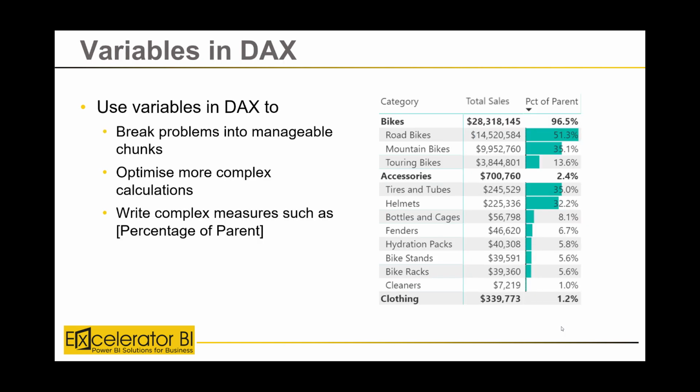When we get to the variables and how to use the variable syntax within the DAX language, I'm going to be showing you how to optimize more complex formulas, but also how to break a problem into pieces so that you can solve quite a complex problem, such as this one here, where I have calculated the percentage of category or subcategory of its parent. So these category totals add up to 100%, but then within a subcategory, they also add up to 100%. So this is quite a challenging DAX formula, but you can use variables to solve the problem.